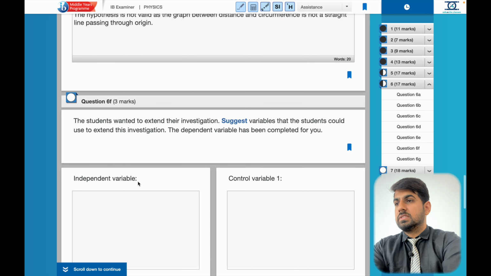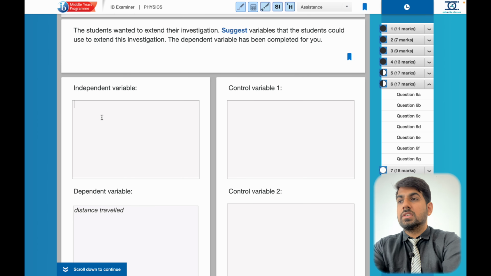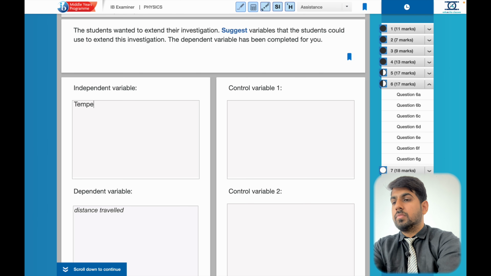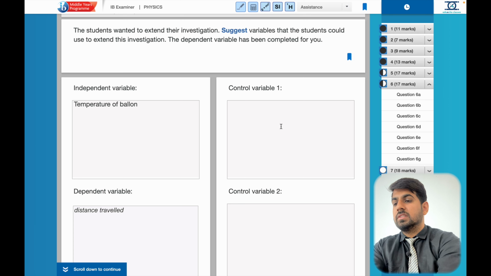Now if you look at question 6F, the students want to extend their investigation. Suggest a variable that students could use to extend. Now when we are saying extend, we are using a different independent variable. So instead of circumference, we can change the temperature of the balloon. Then distance traveled is our same dependent variable. For the control variable, this time we can say the amount of gas filled, or you can say the circumference of the balloon.